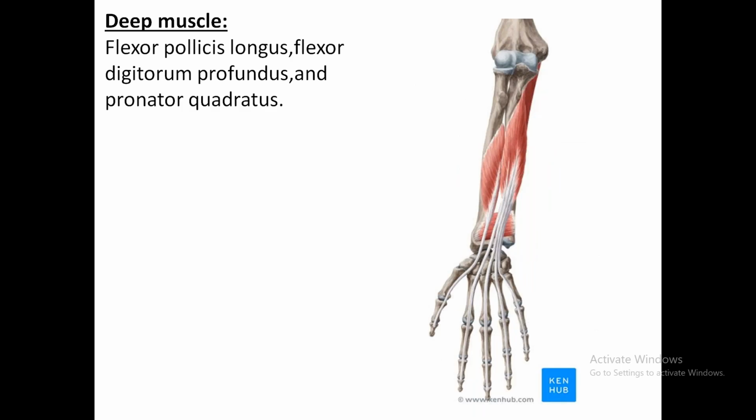The deep muscles of the forearm are flexor pollicis longus. This is the flexor pollicis longus. The tendon passes towards the thumb. The flexor digitorum profundus lies under the flexor digitorum superficialis. Its tendon is divided into four digits. This is the flexor digitorum profundus, and the pronator quadratus. This is the pronator quadratus.